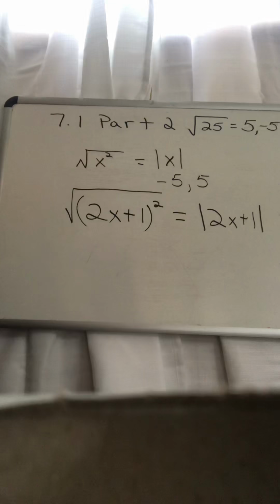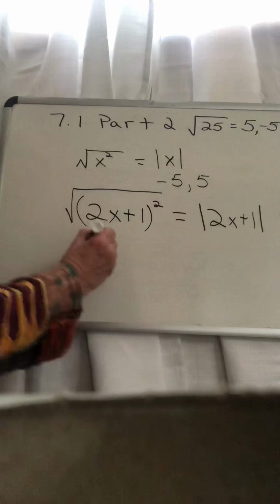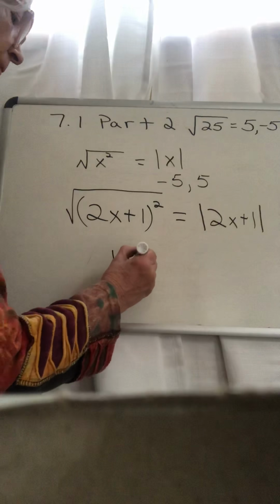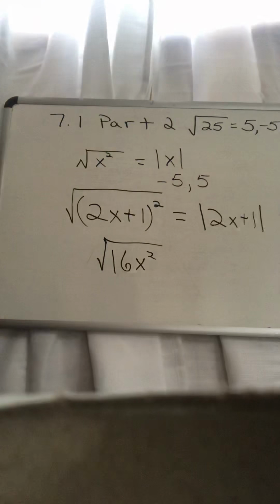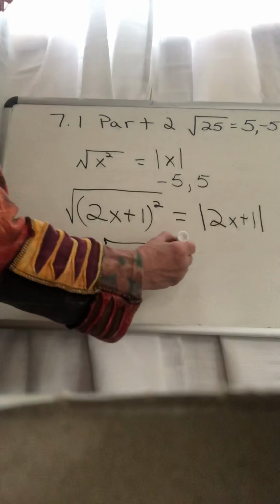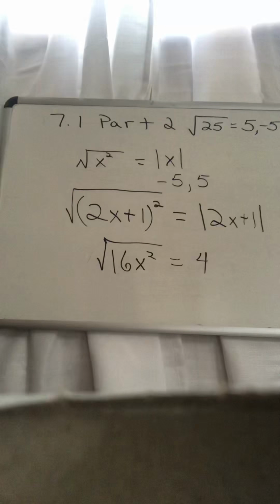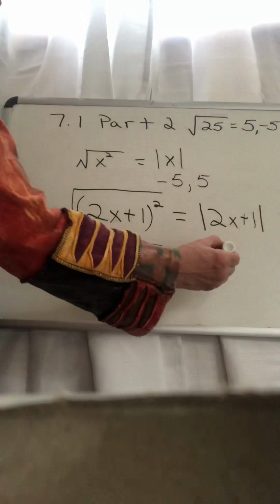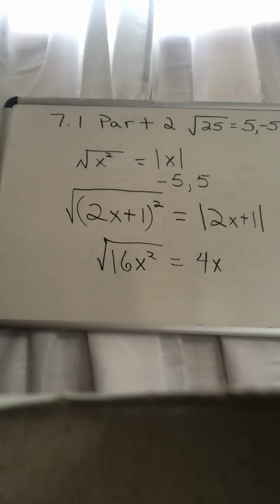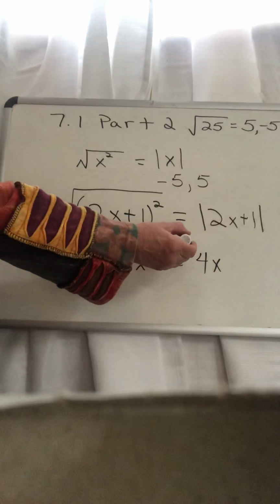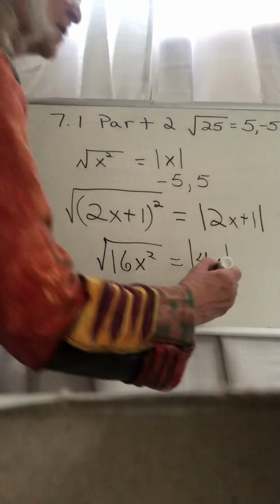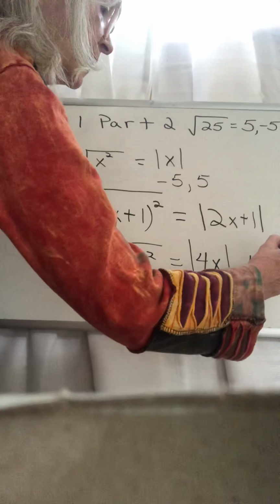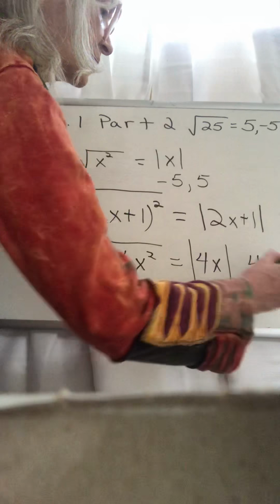So let's look at example 2. It's asking us to simplify the square root of 16x squared. The square root of 16 is 4. The square root of x squared would just be x. Because we don't know the value of x, we use our absolute value bars. You could also write this as 4 and then just have the x in the absolute value.